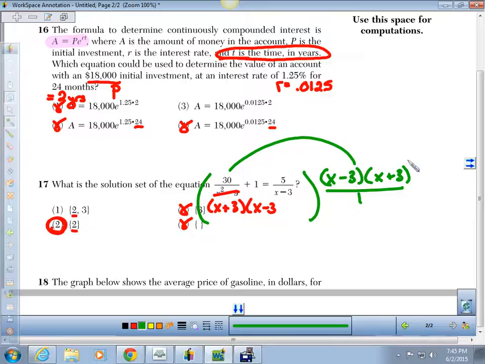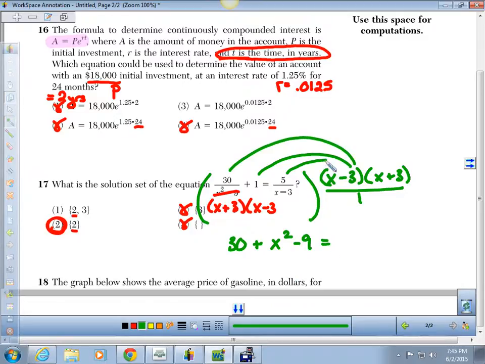Yeah, both the x plus 3 and the x minus 3's cancel out, and I'm just going to be left with the 30. Plus, is anything going to cancel out when I distribute the 1? No, because the 1 doesn't have a denominator, so it's going to be x minus 3 and x plus 3. But what is x minus 3 times x plus 3? The x squared minus 9. So plus x squared minus 9.